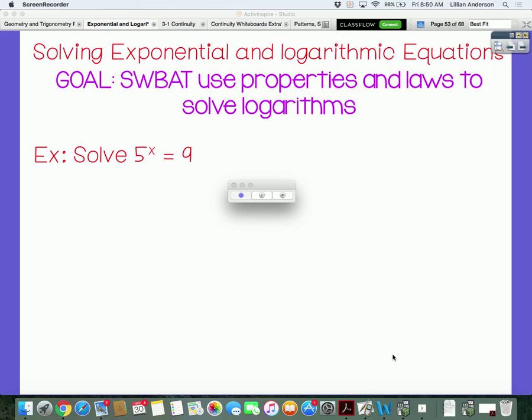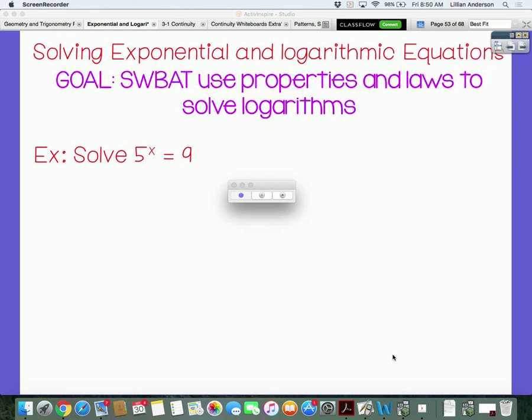And honestly, the easiest way to do this is really just through examples, guys. So we're going to be looking at a lot of examples today, and basically working these out. That way you can see how to use properties and the laws of exponents and logarithms to solve these equations. So the first one, solve 5 to the x equals 9.